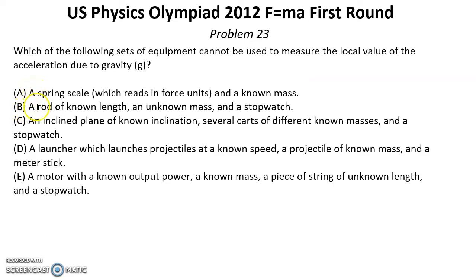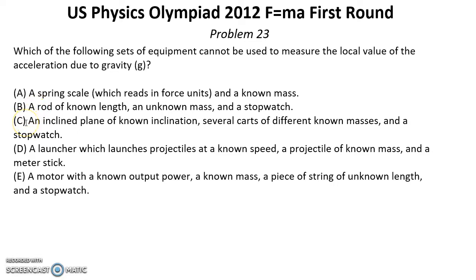B. A rod of known length and unknown mass and a stopwatch. This equipment could be used if we take this mass and use it as a pendulum with a known length. We can calculate g using the period and the length formula. So this is not the correct answer.